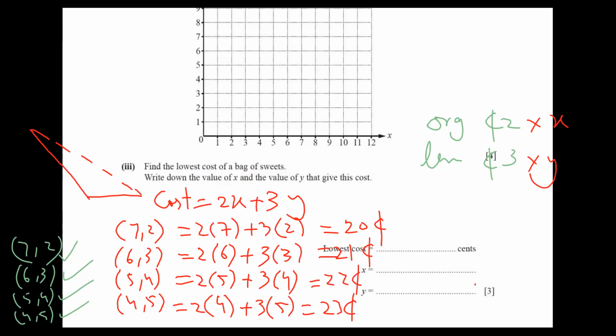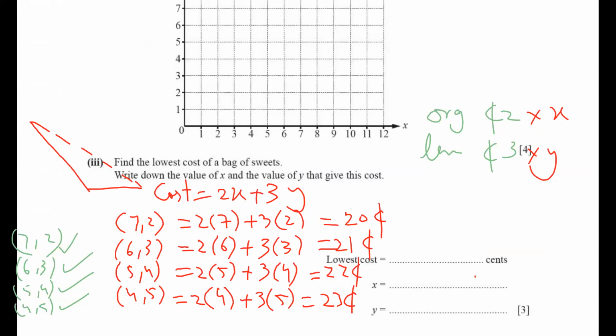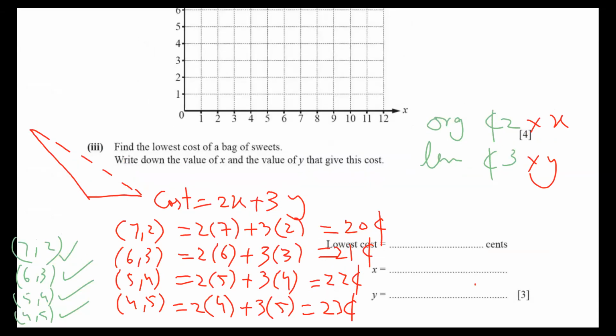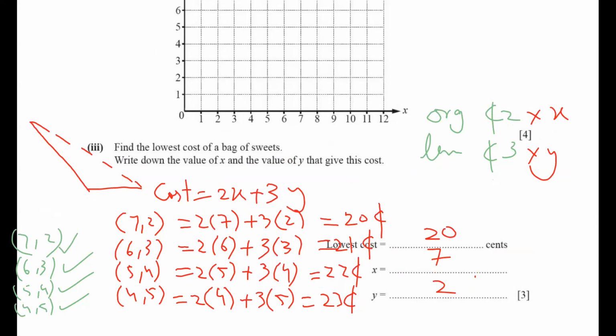It means I'm writing, look below my diagram. Okay, I make it big. I think you can see now. So the lowest cost, writing down, is what? 20 cents. I'm writing here: 20 cents, lowest cost. What is the x value? 7. And what is the y value? 2. So Alhamdulillahi Rabbil Alameen, these are my answers. I hope the question is completely finished. Alhamdulillahi Rabbil Alameen. Assalamu alaikum wa rahmatullah.